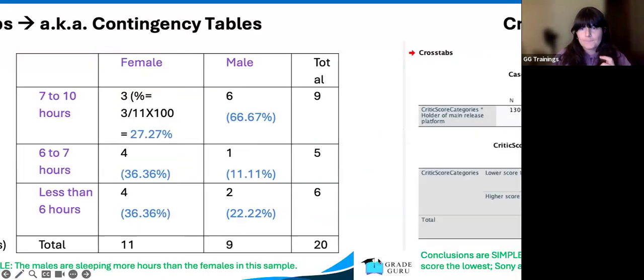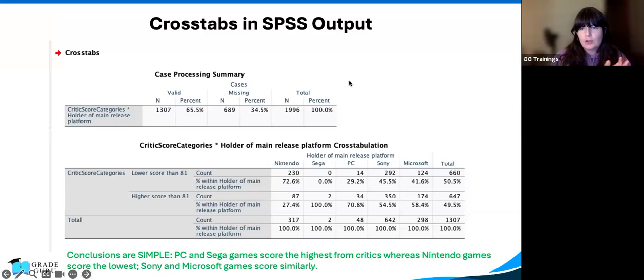Yeah. Okay. And crosstabs looks exactly the same in SPSS output as it would if you did it by hand. The only difference is that the output would have already calculated your percentages for you. So when you're reading these percentages, they've already been done. So you just need to compare these percentages going across like so.